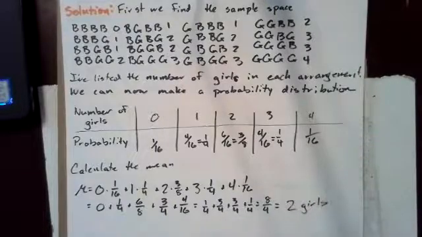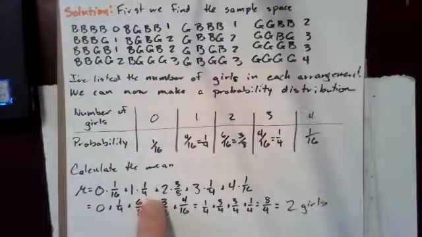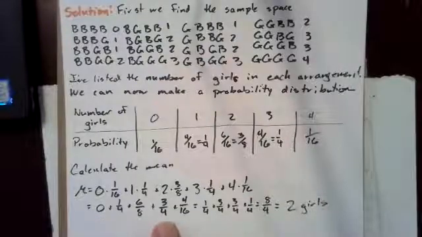We calculate the mean. The mean is 0 times 1/16 plus 1 times 1/4 plus 2 times 3/8 plus 3 times 1/4 plus 4 times 1/16. That's 0 plus 1/4 plus 6/8 plus 3/4 plus 4/16, which is 1/4 plus 3/4 plus 3/4 plus 1/4, which is 8/4, or 2 girls on average, which kind of makes sense.